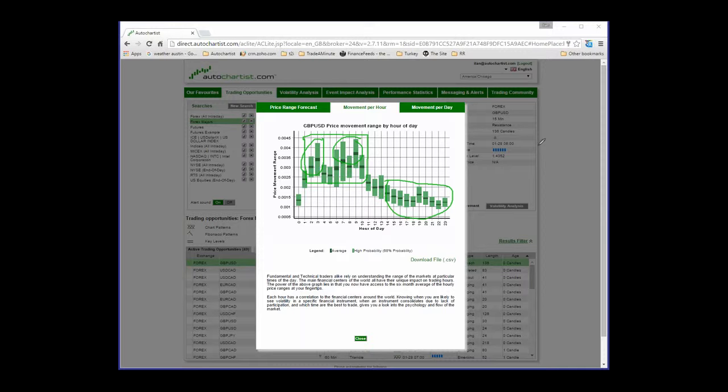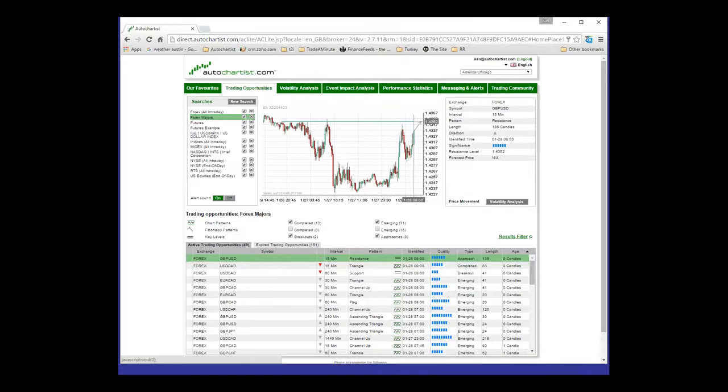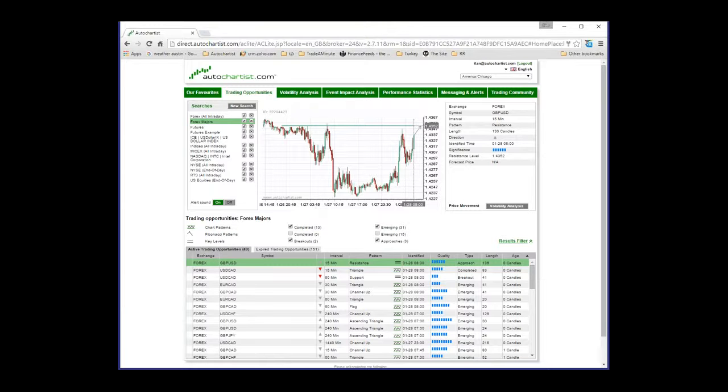So let me erase these drawing objects over here, and close this up. What we try to do at Autochartist is provide you a summary of trading opportunities based on support and resistance levels, as well as information about market appropriate stop losses and take profits.